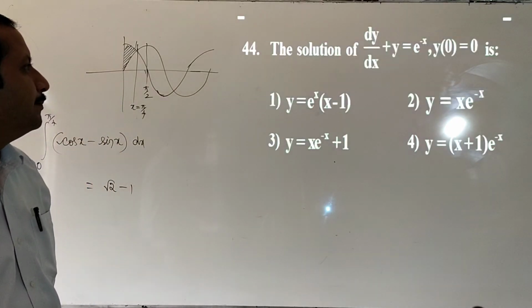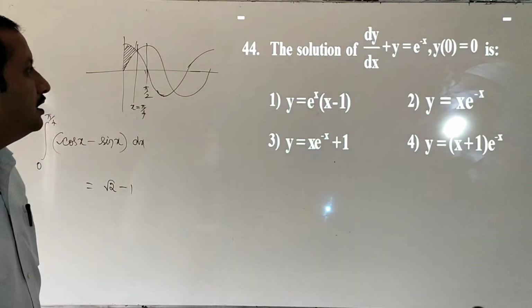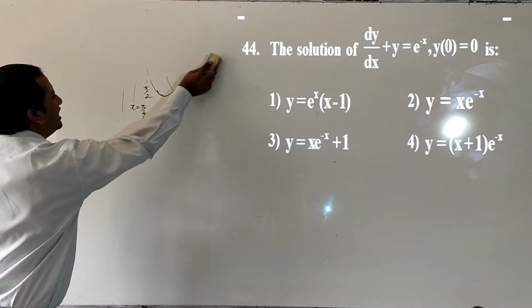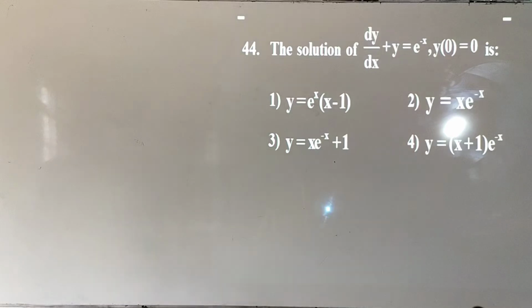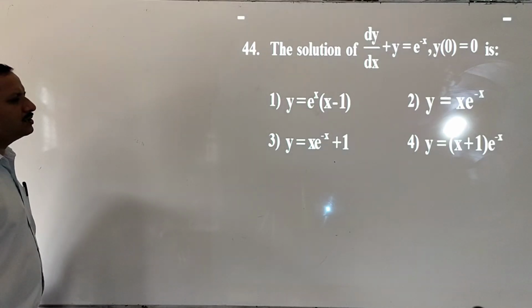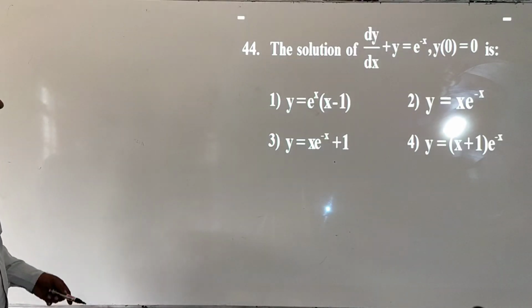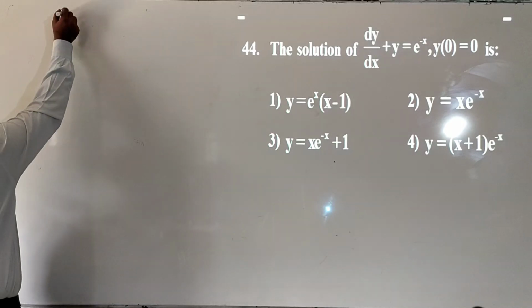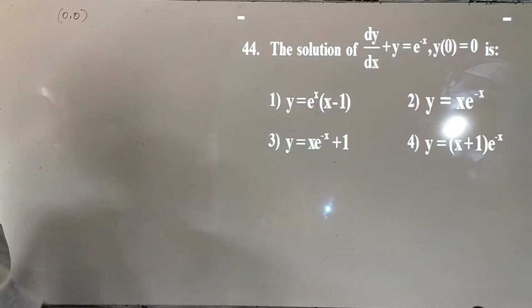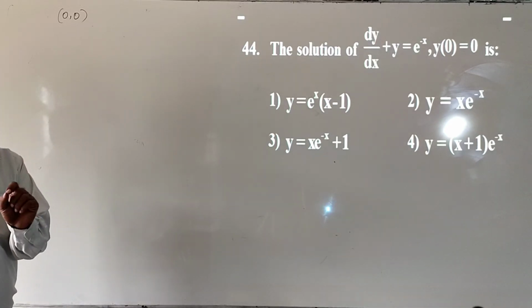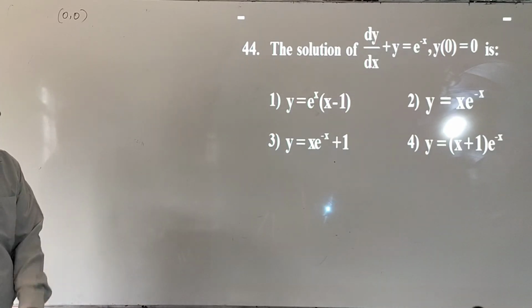Second option. 44th question. The solution of dy by dx plus y is equal to e power minus x, y of 0 is equal to 0. When x is equal to 0, y is also 0. Whatever the answer we get, that should pass through 0, 0. That means when I put x equal to 0, we should get y also as 0.